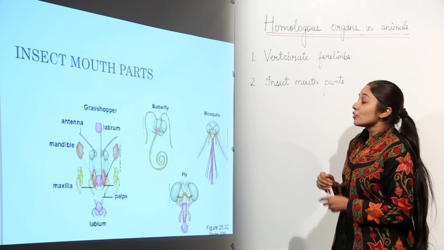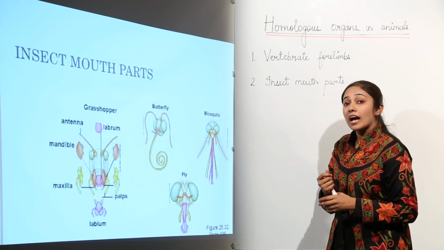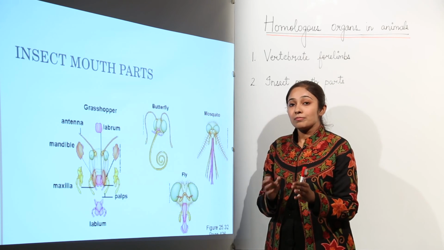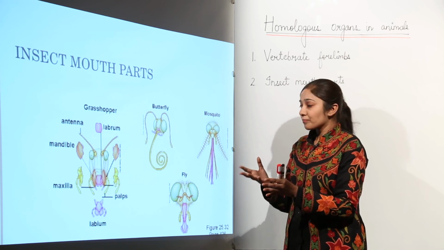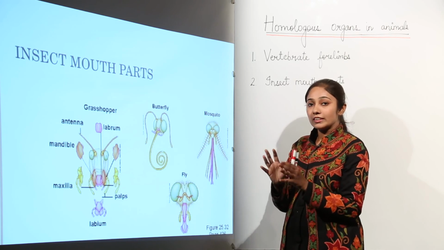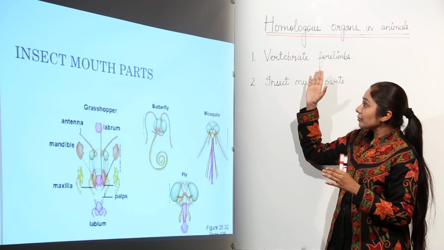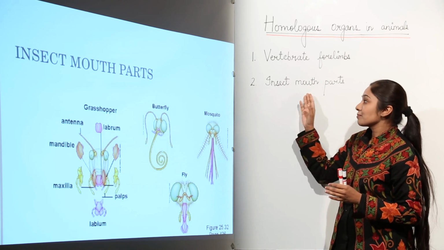So homologous organs are the organs which have same basic structure but perform different functions. So this is how they are performing different functions, but the basic structure in all these organs is the same. For example, in case of vertebrate forelimbs and insect mouth parts.